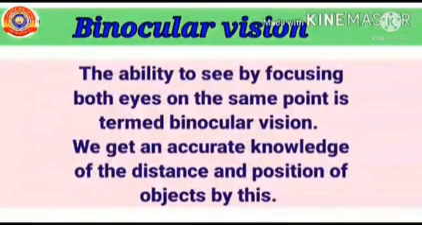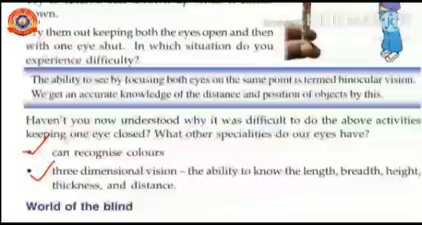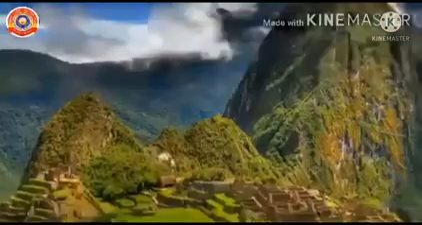And what about binocular vision? Yes, the ability to see by focusing both eyes on the same point is termed binocular vision. We get an accurate knowledge of the distance and position of an object by this. Our eyes open a beautiful world of vision to us.